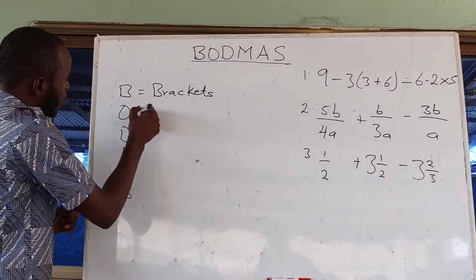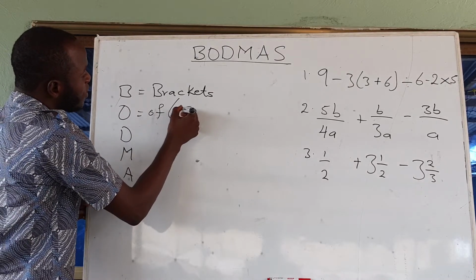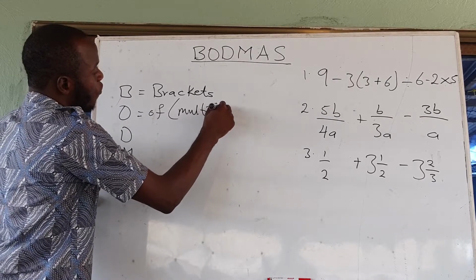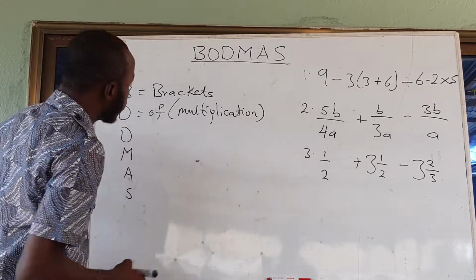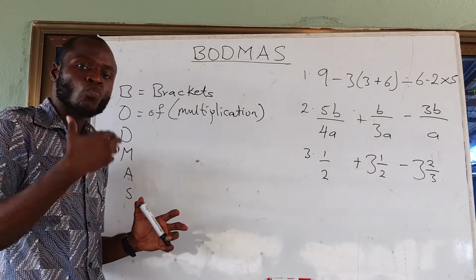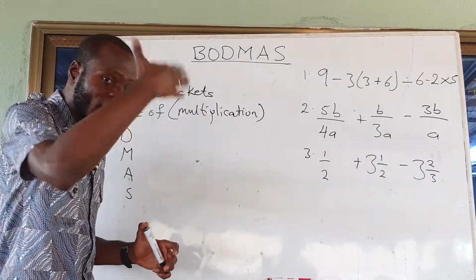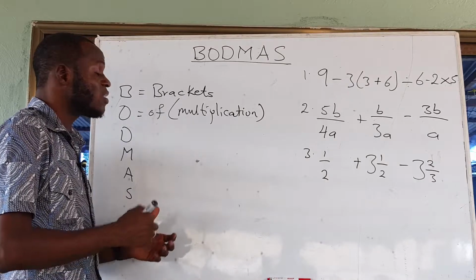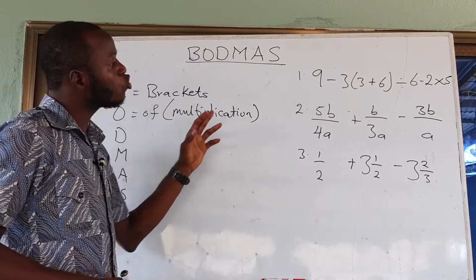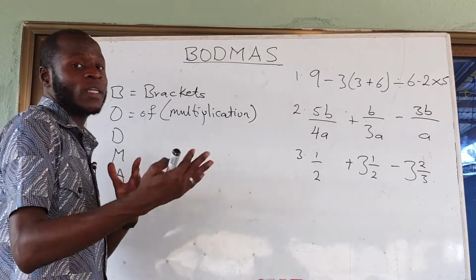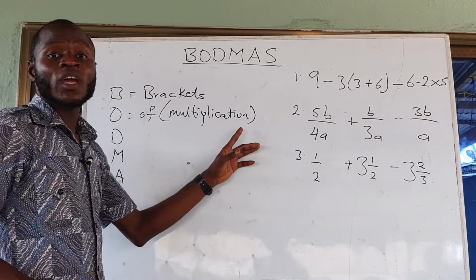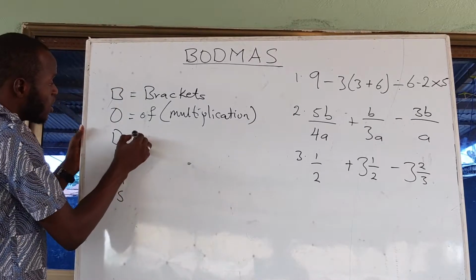Now the next thing is Of, which means multiplication. Wherever you are dealing with two different numbers and you hear that one number is of another, it means that number times the other one. So after getting rid of the bracket, you look through the expression. If there is a multiplication in there, two numbers or two different variables multiplying each other, then you tackle the multiplication. Now the next one is D, which is division.